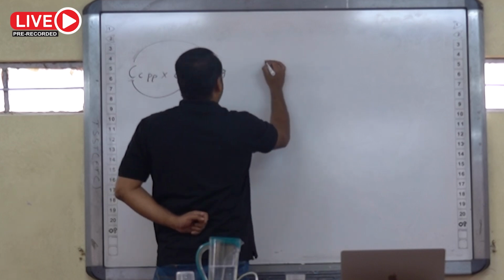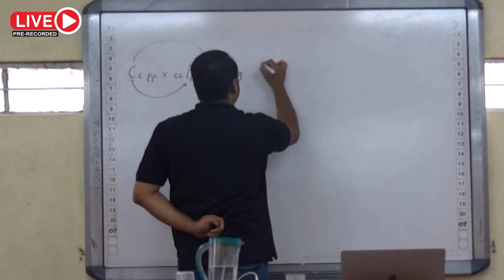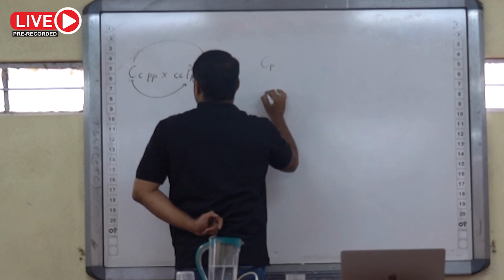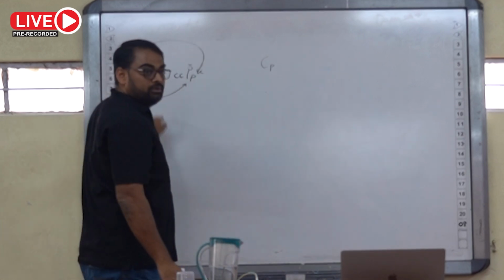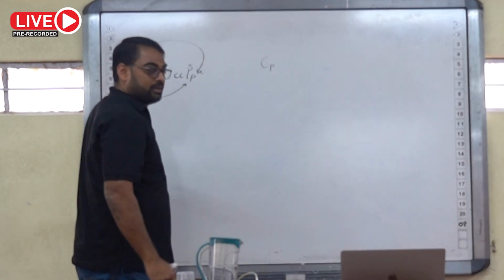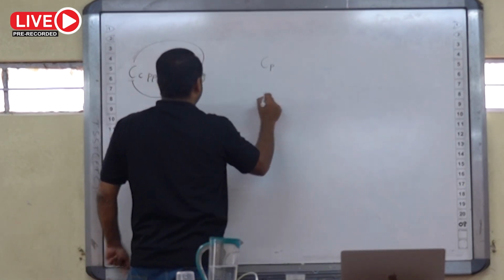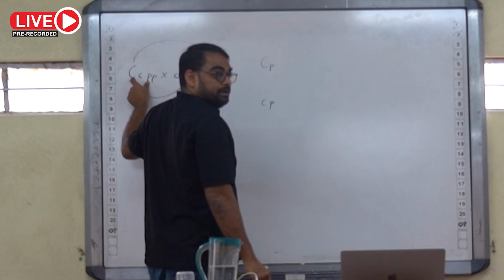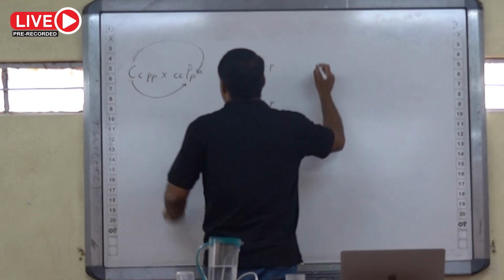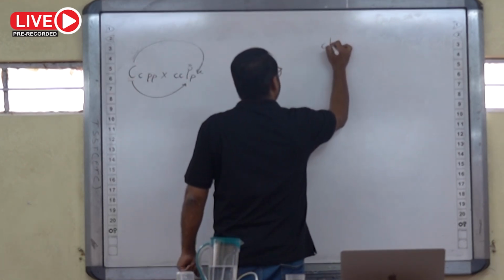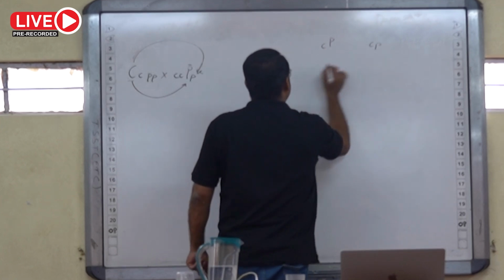What are the genotypes here? Capital C, small p. This was capital C, small p, no? I have written capital P. And small c, small p. This one has two types of gametes. This is small c, capital P, and small c, small p.